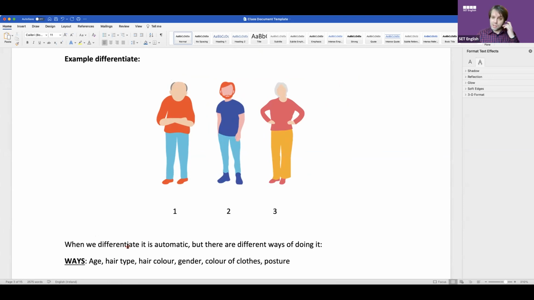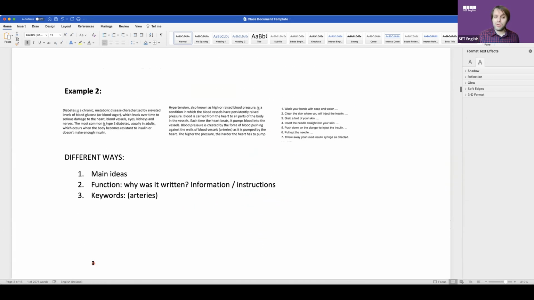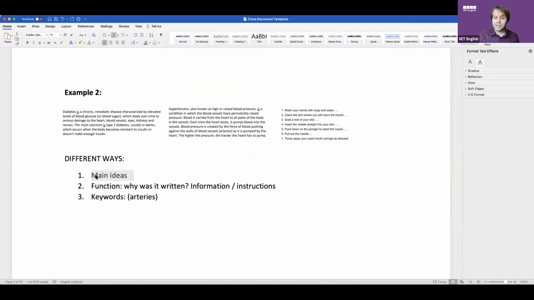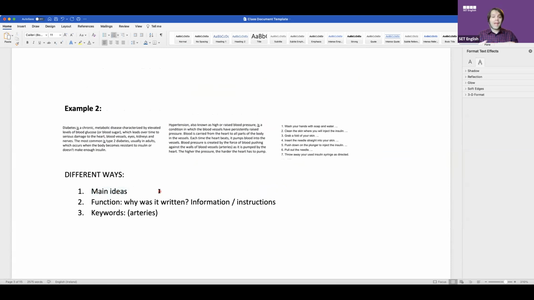Now, what I'm saying to you guys is, in the exam, I'm not saying that you have to always differentiate with age. You know what I mean? I'm not saying that you have to always differentiate with main idea. You differentiate in any way you can. Does that make sense? How much time do we have to differentiate texts, to analyze?